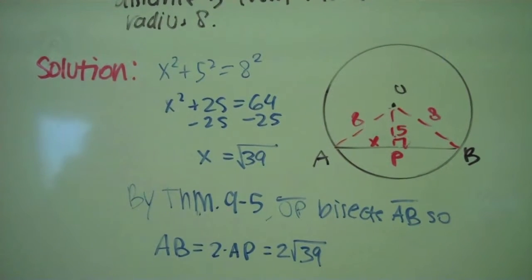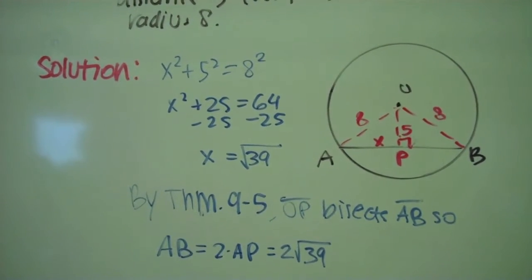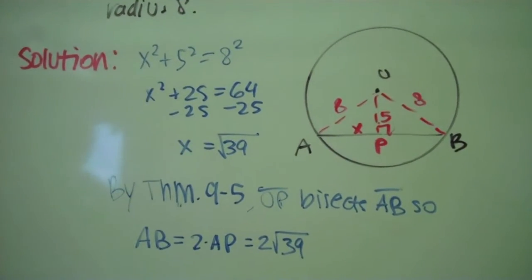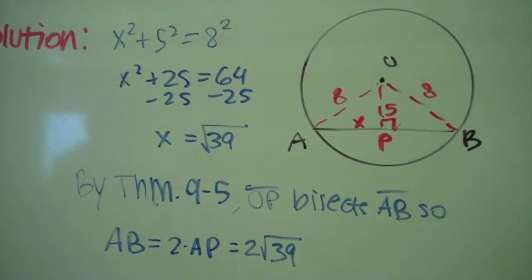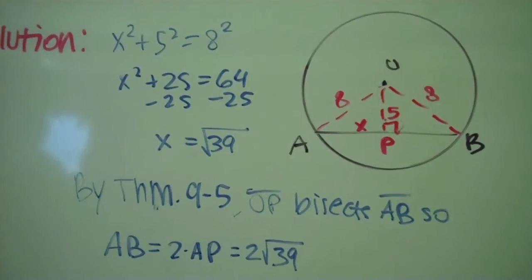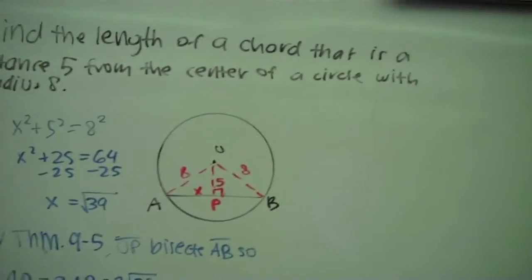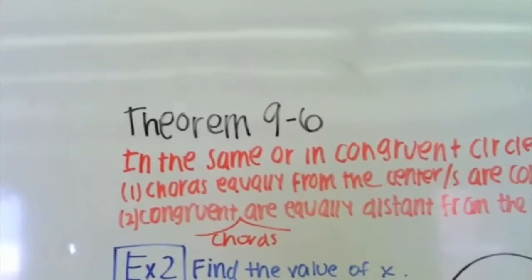Solution. By using the Pythagorean theorem, we know that x squared plus 5 squared equals 8 squared. x equals root 39, which is AP. By Theorem 9.5, OP bisects AB, so AB equals 2AP, which is 2 root 39.